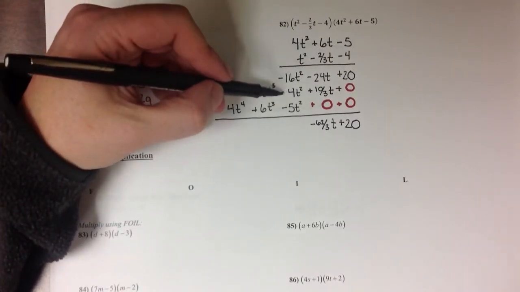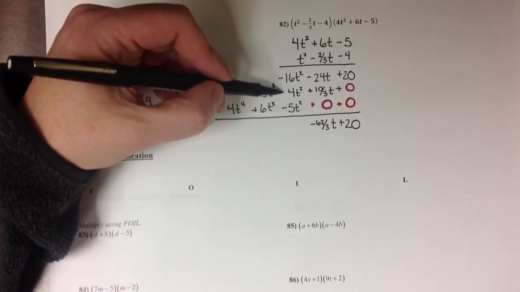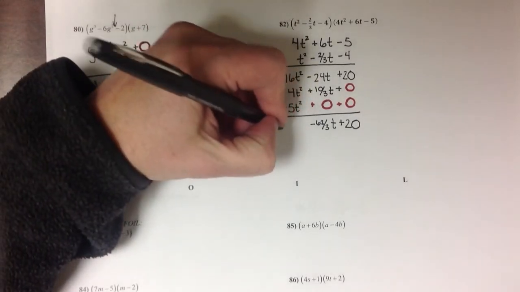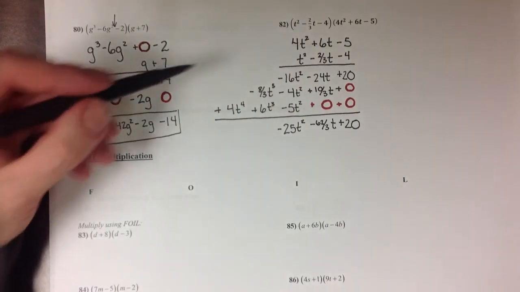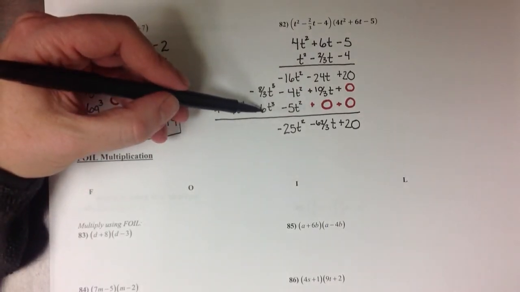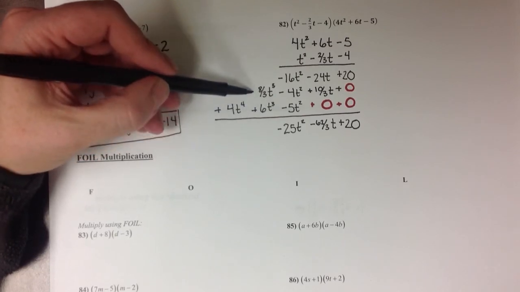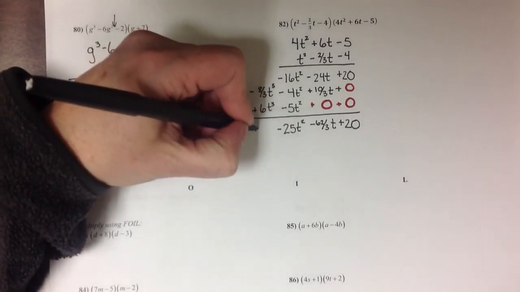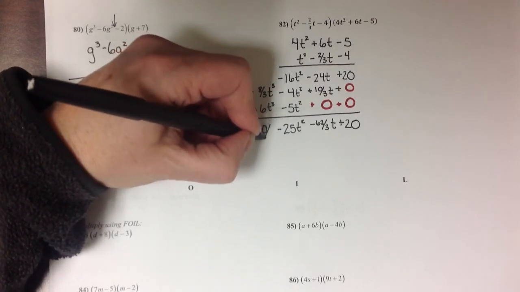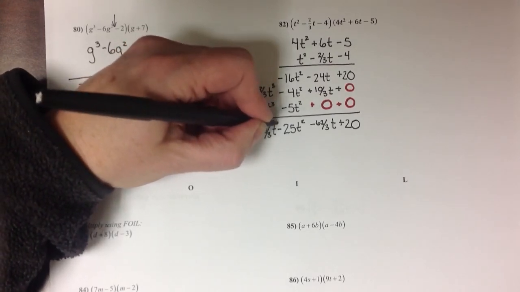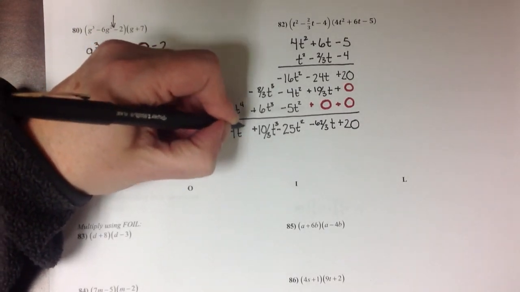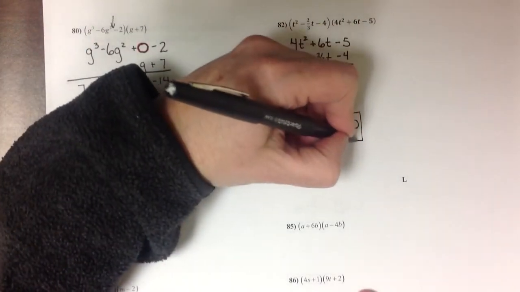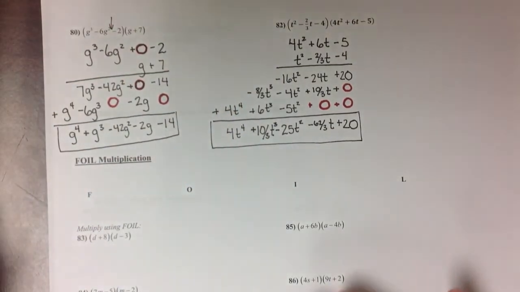Here, 16 take away, or negative 16 take away 4, take away 5 more, leaves us with negative 25 t squared. Here, to make the 6 into thirds, it's going to become 18 thirds. A positive 18 thirds and a negative 8 thirds would leave us with a positive 10 thirds t cubed, and then our 4t to the 4th. And that is about as ugly as they can get.